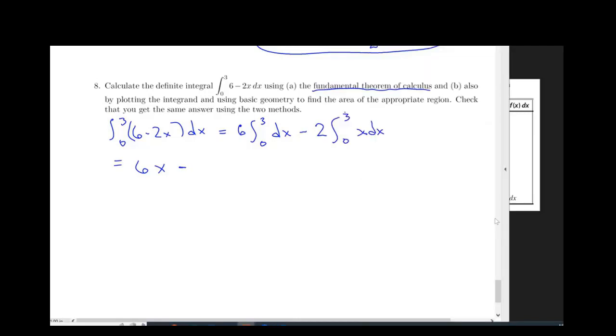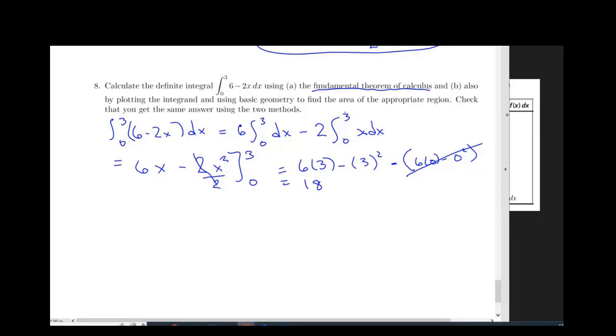I'd say minus 2x squared over 2. These will cancel. And I'm going to find between 0 and 3. That equals 6 times 3 minus 3 squared minus 6 times 0 minus 0 squared. This is 0, I don't have to worry about it. This is 18 minus 9, which is 9. My answer to this is 9.